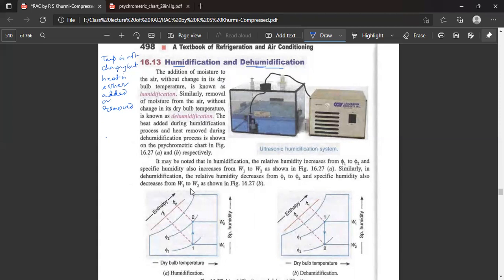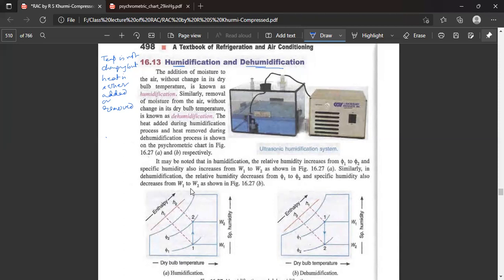The heat added during the humidification process and heat removed during the dehumidification process is shown on the psychrometric chart here. Now, the relative humidity will increase as moisture is being added. Relative humidity is supposed to increase from phi1 to phi2, which is shown here. This is the relative humidity line phi1, and phi2 is the relative humidity line here. Phi2 is higher than phi1.